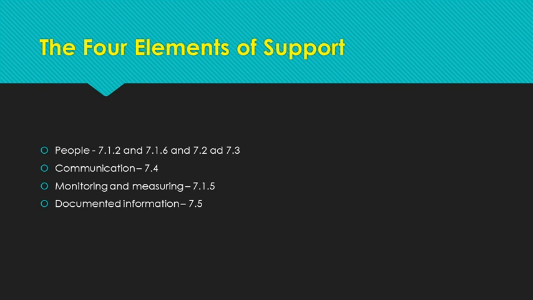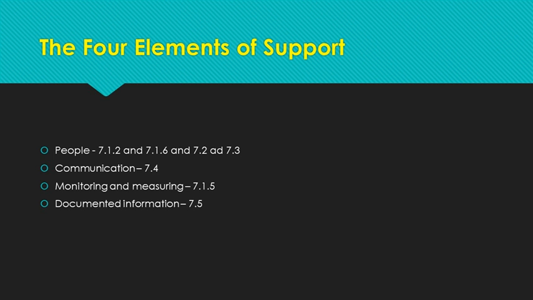This section of the standard has 4 different elements related to making production. They are people, including organizational knowledge, competency, awareness, as well as work environment; communication, who, what, to whom, and when and how; monitoring and measuring, focusing on calibration and software validation; and documented information, which is procedures, work instruction forms, training documents, and records. You may have noticed that I took these in a different order than the ISO 9001-2015 standard.